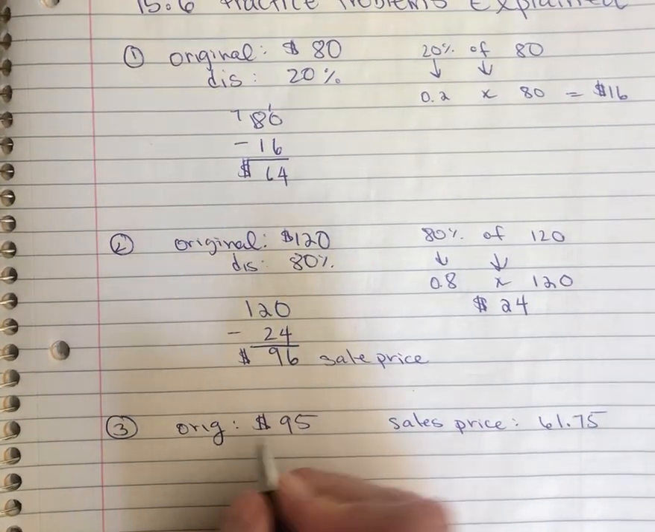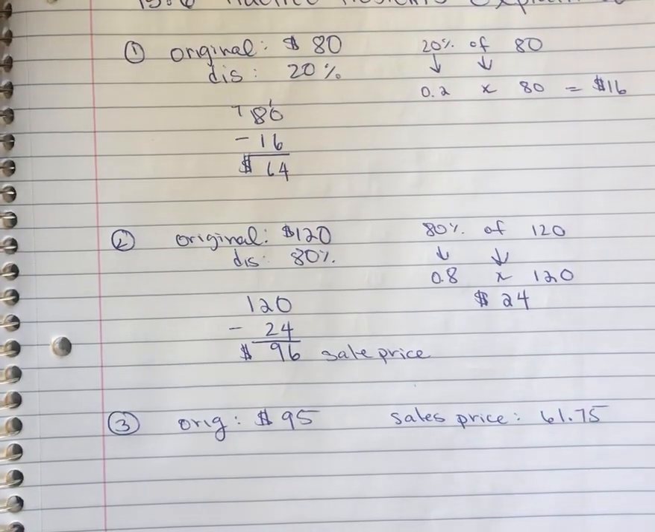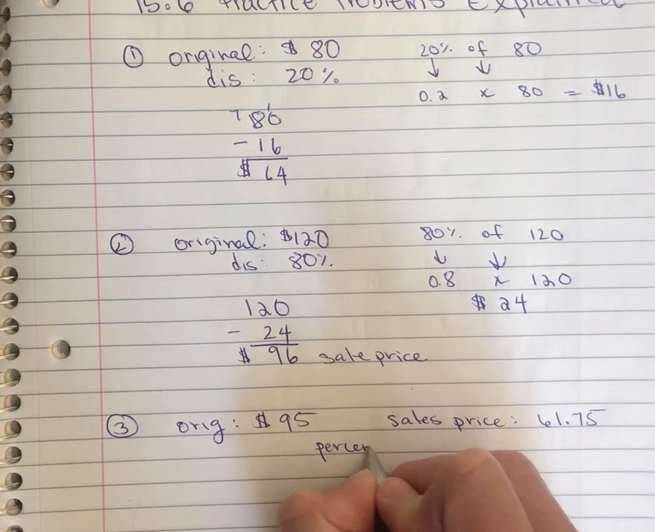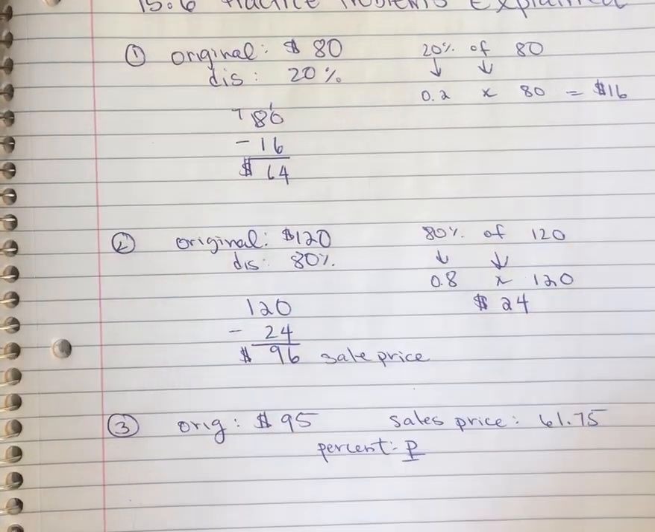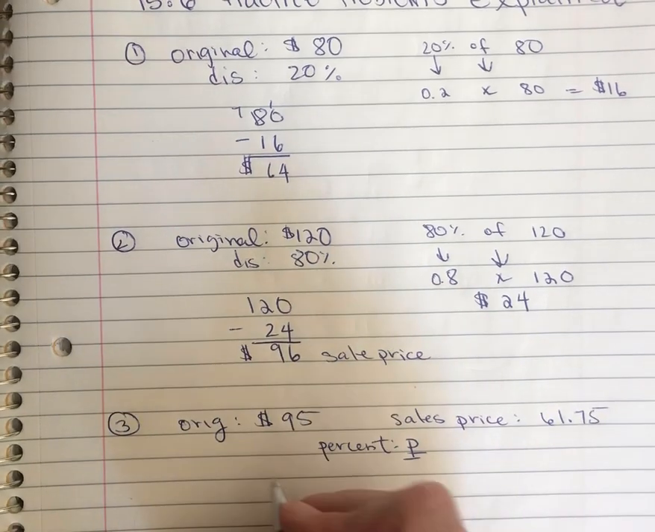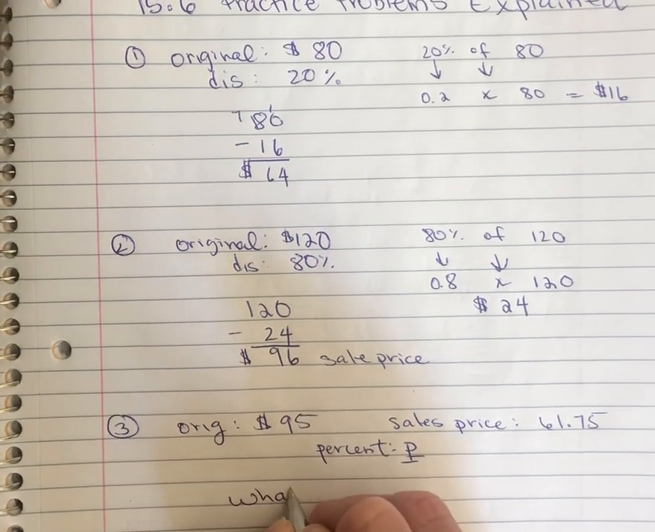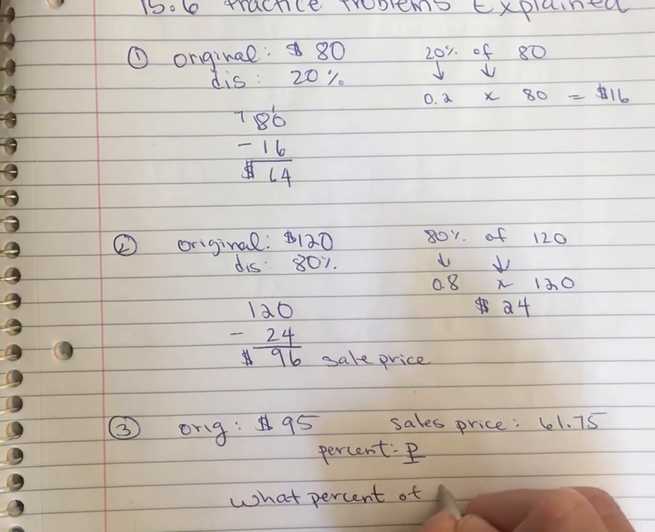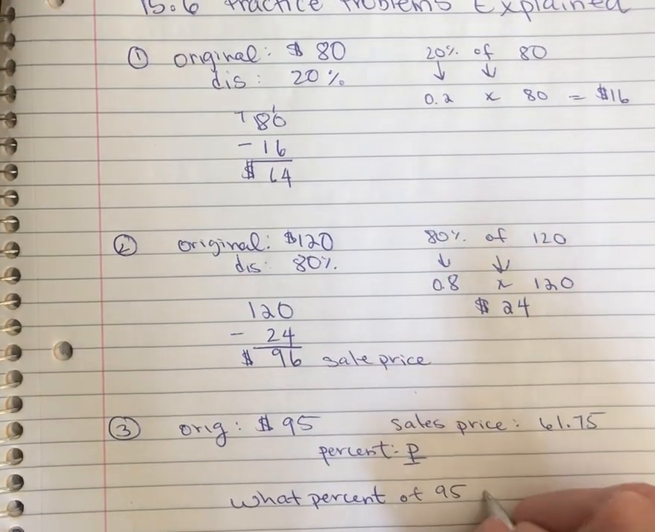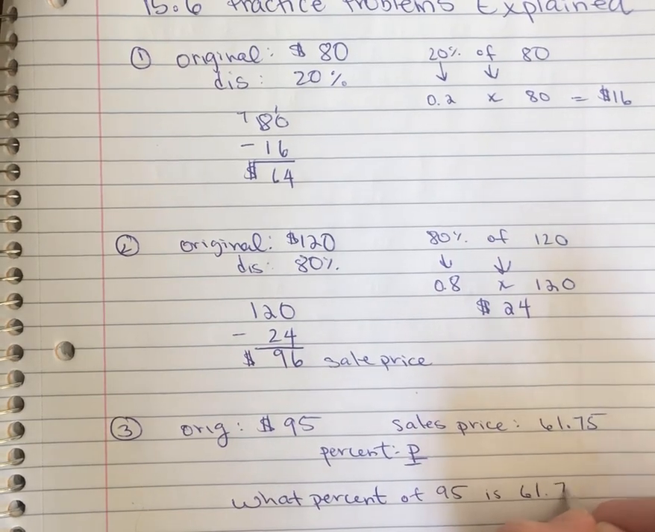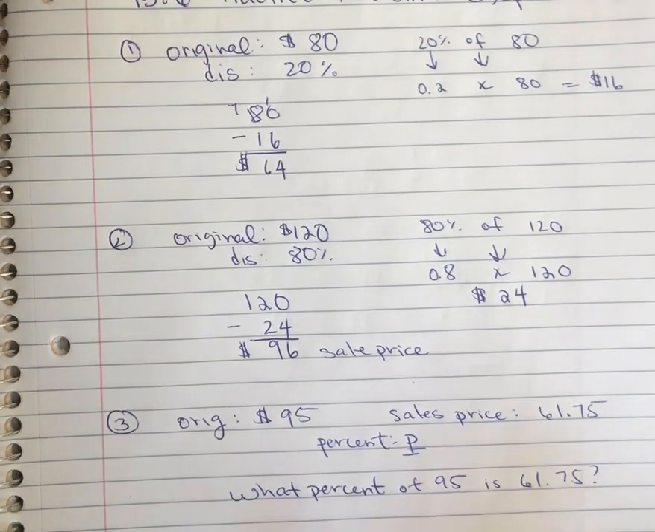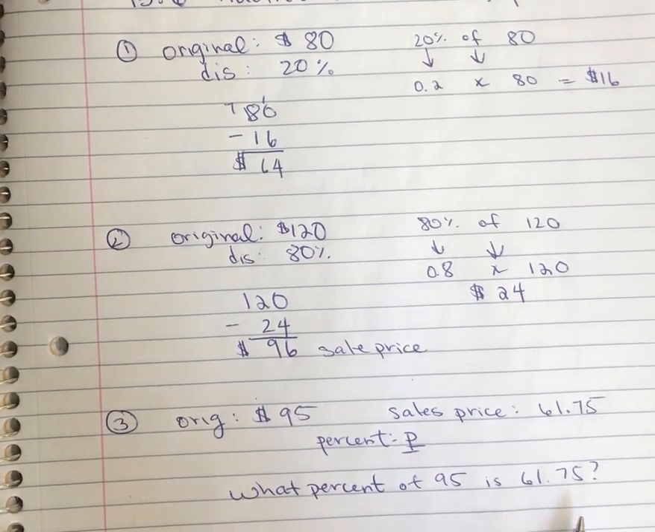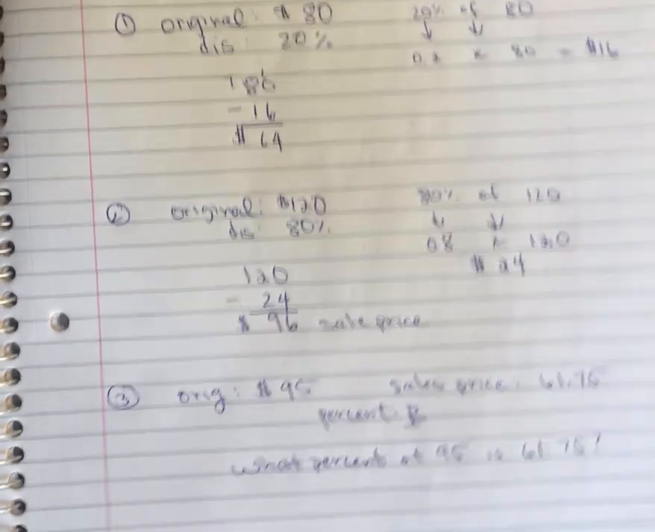So here's what we know. Let's start by writing out a phrase that kind of summarizes. What we need is the percent. We don't know what that is, so let's call it P. So what percent, that's what we don't know, of our original price, 95, is $61.75. Okay, so I just took these three pieces of information and I wrote it into a sentence because that's how we're used to seeing it.